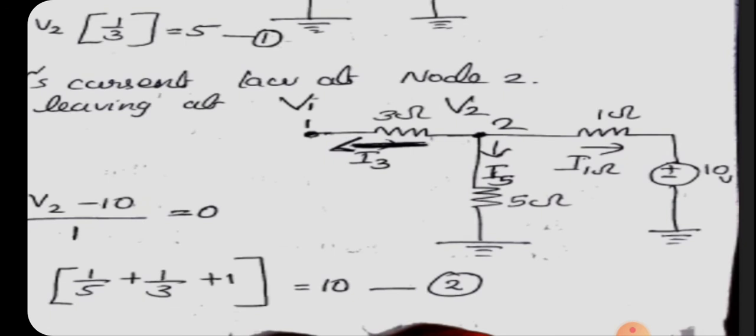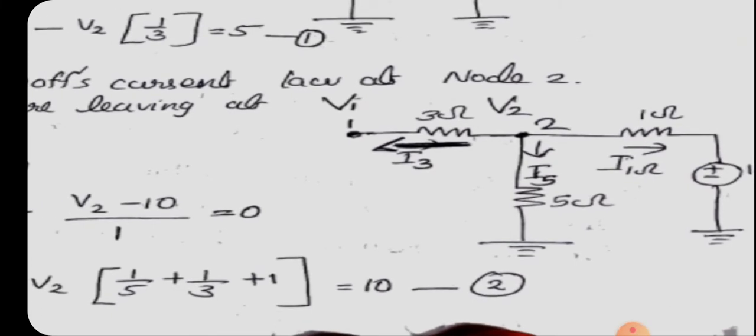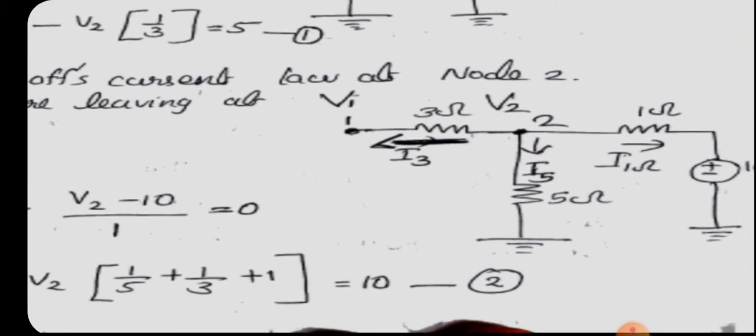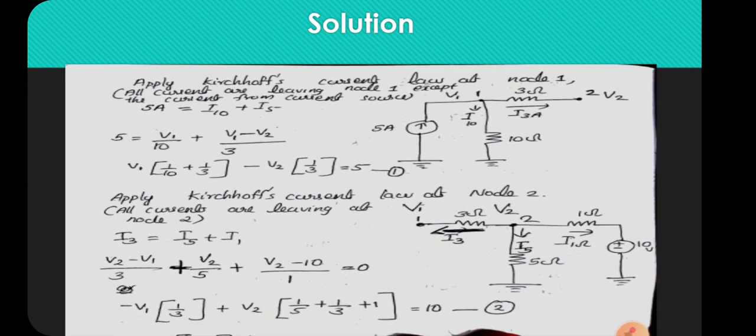5 ohm. And we can next mark the currents, and we will assume that all the currents are leaving that node. And here there is no current source directly connected to node 2, and we can draw the currents marked as leaving that node. Okay. So we are assuming that current I3 is flowing through 3 ohm, current I5 is flowing through 5 ohm, current I1 is flowing through 1 ohm. So we can write the equation as I3 plus I5 plus I1 equal to 0.